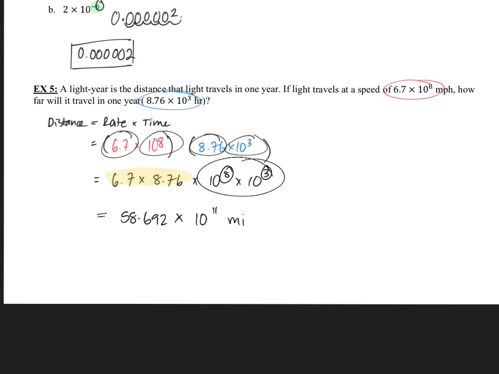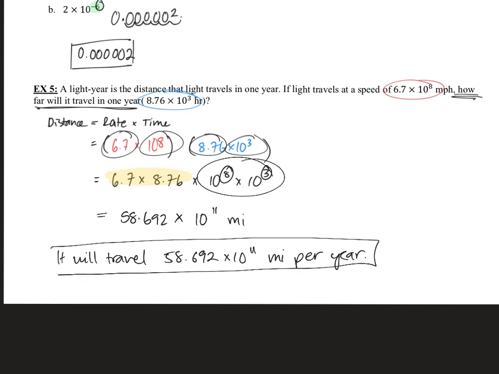And we need to write the answer to a word problem in sentence form. So my answer is, what was the question? The question is, how far will it travel? So how far will it travel? It will travel 58.692 times 10 to the 11th miles per year, or you could write in 1 year. Okay, there we go. Please make sure to include your units, your period, capital letter in the beginning, and you're good to go.